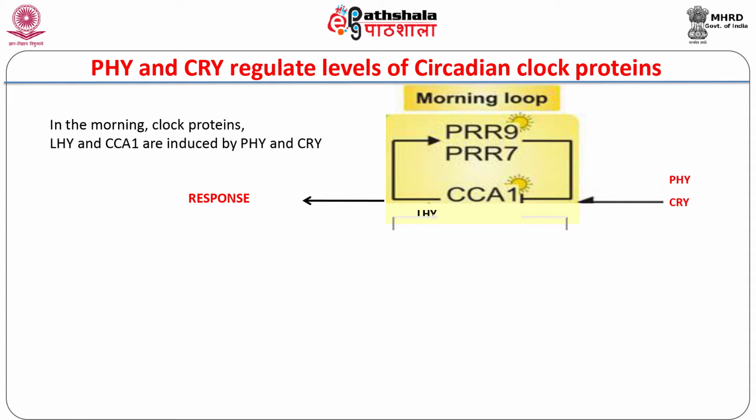In the dark, when phytochromes are in Pr form and do not activate LHY and CCA1, the PRRs will close this loop. So the duration of expression of these oscillatory proteins is modified by phytochrome and cryptochrome to synchronize the internal clocks to the period of light availability.